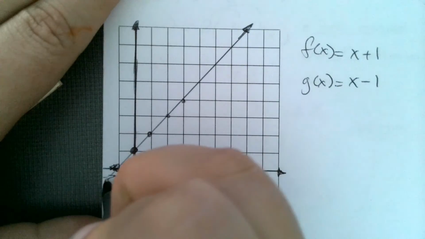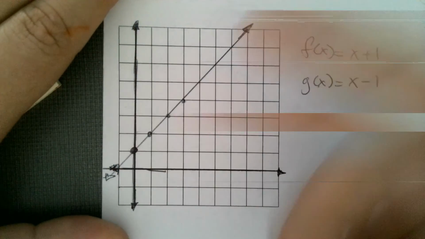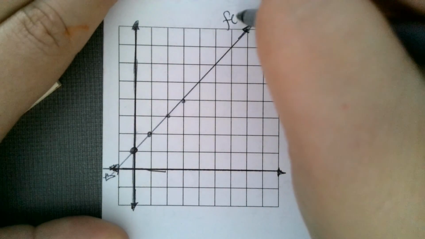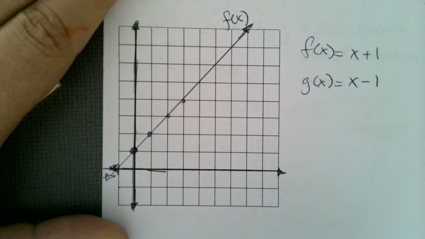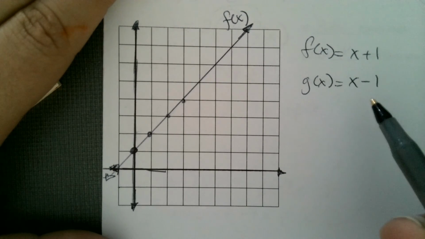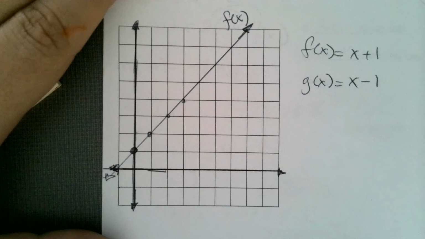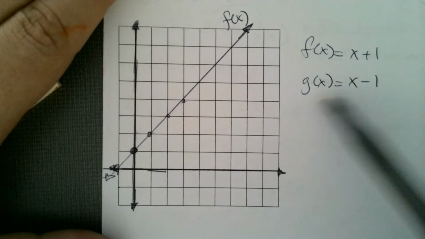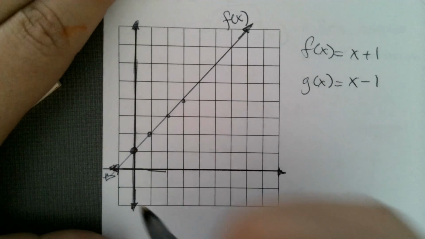Okay, what I would like you to please do is I need you to label this line. You're going to label it as f of x. David, your table is in charge of the next part. What's my y-intercept on g of x? -1. Good job, put you a dot.